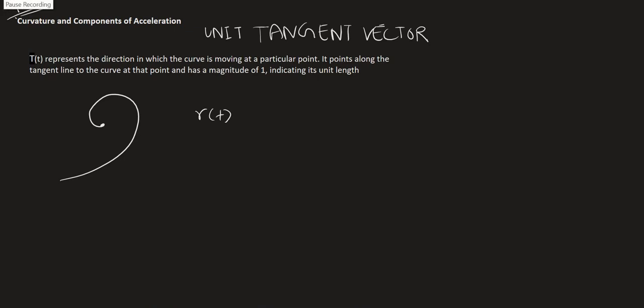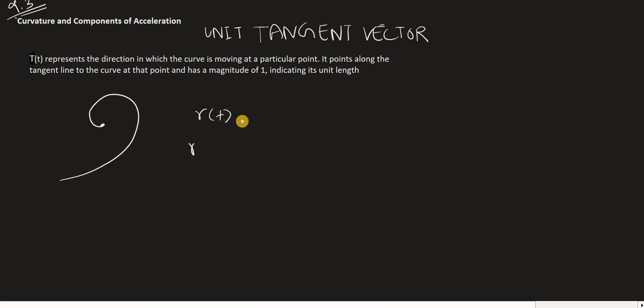Hi guys, welcome back. Today we're starting a new section, which is 9.3, curvature and component of acceleration. In this chapter, let's start off first with the unit tangent vector. This is the curve traced out by a vector function. So r of t represents a vector function. And how do you find the velocity vector function given r of t?